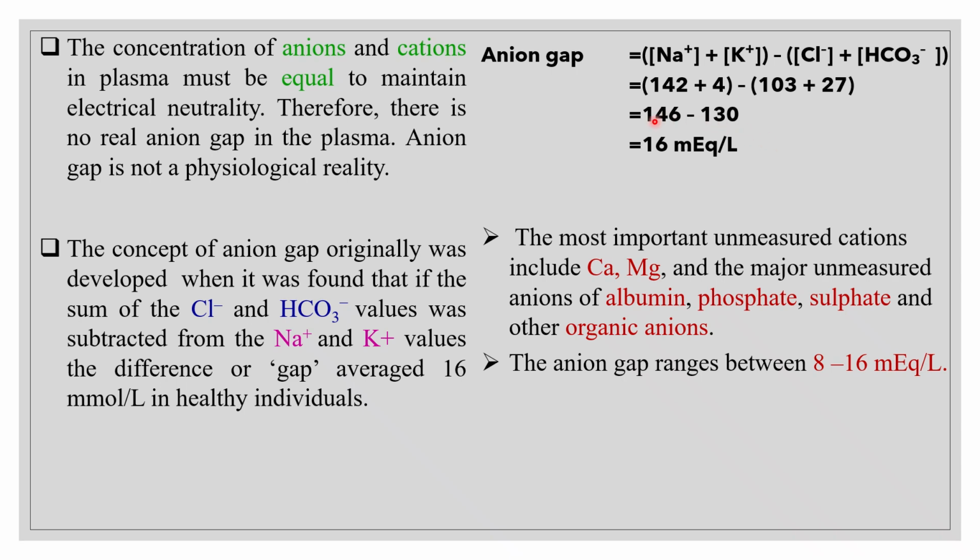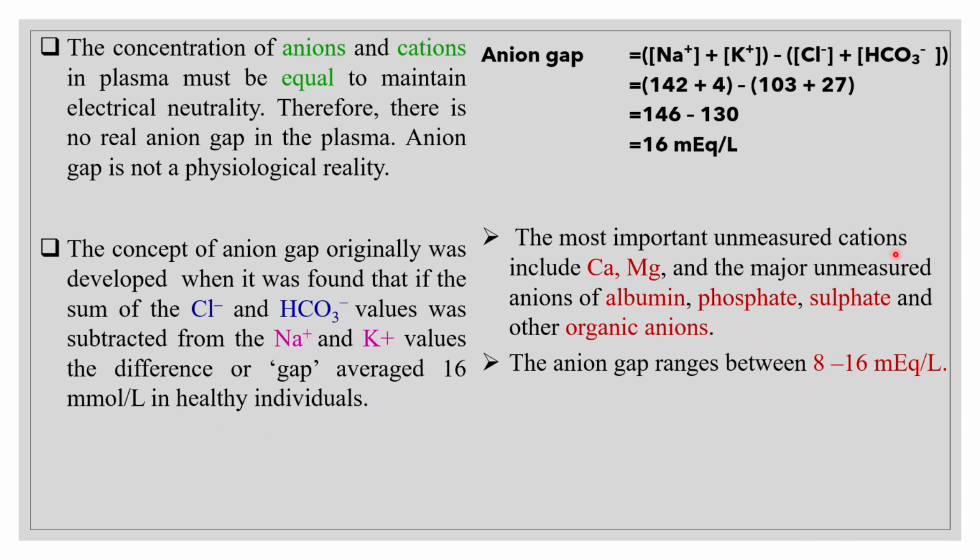Physiologically, anion gap is not real. A difference comes out because we haven't measured certain cations and certain anions, which are not measurable. The concept of anion gap was originally developed when it was found that if the sum of chloride and bicarbonate values was subtracted from the major cation sodium and potassium values, the difference was found to average 16 millimoles per liter in a healthy individual.